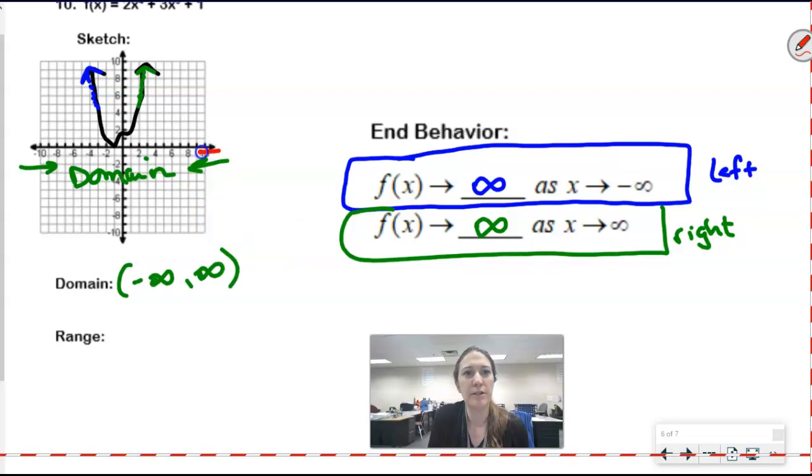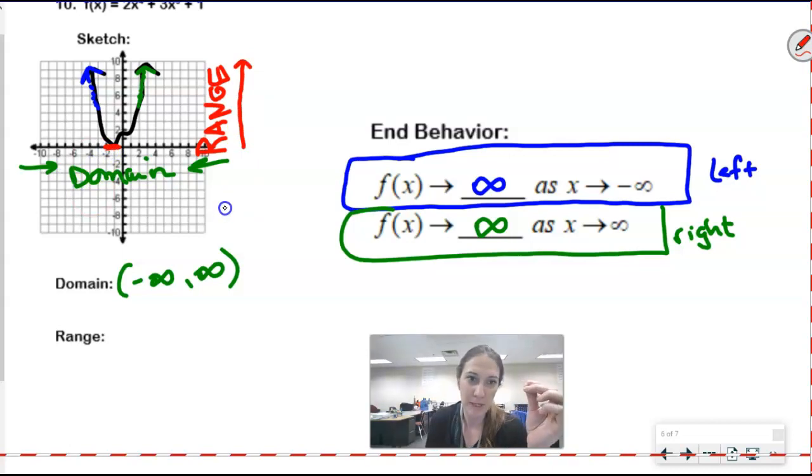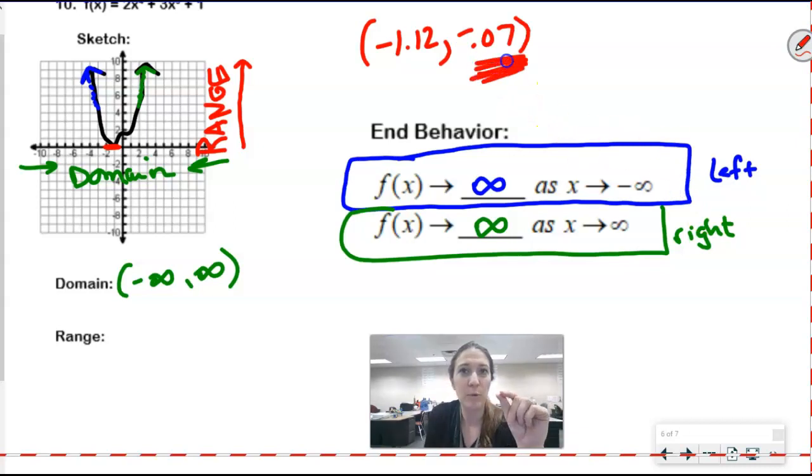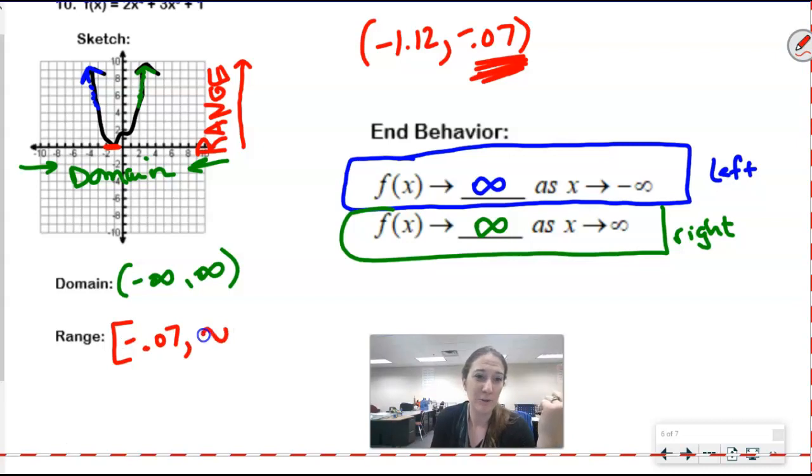So remember, range is the lowest y value measured up to the highest y value. Remember, we used our technology to find that minimum piece, and that ordered pair, I wrote it down, was -1.12, -0.07. So think about the definition of range, guys. It's the lowest y value. So out of this minimum ordered pair, we're going to utilize that minimum y value to start your range. So your range, and I know it's not exact, we're still going to use a bracket though, because it does go through a point, it exists. So -0.07, and then it goes up forever, so up to infinity.